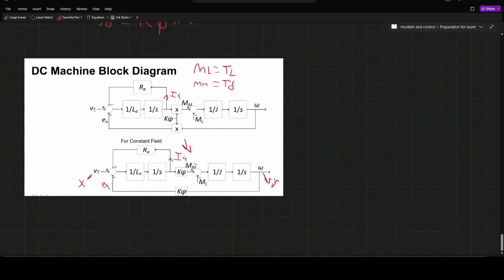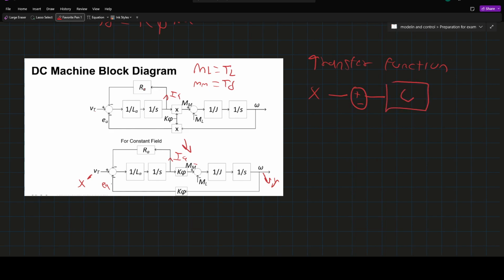Now, as a reminder, for our transfer function, when we have a system that looks like this, plus minus, here we have G, we have our output Y, and we have another system here, H. Okay, the transfer function of this is equal to our output over our input, equal to G over 1 plus G times H. Okay, so this is our transfer function.